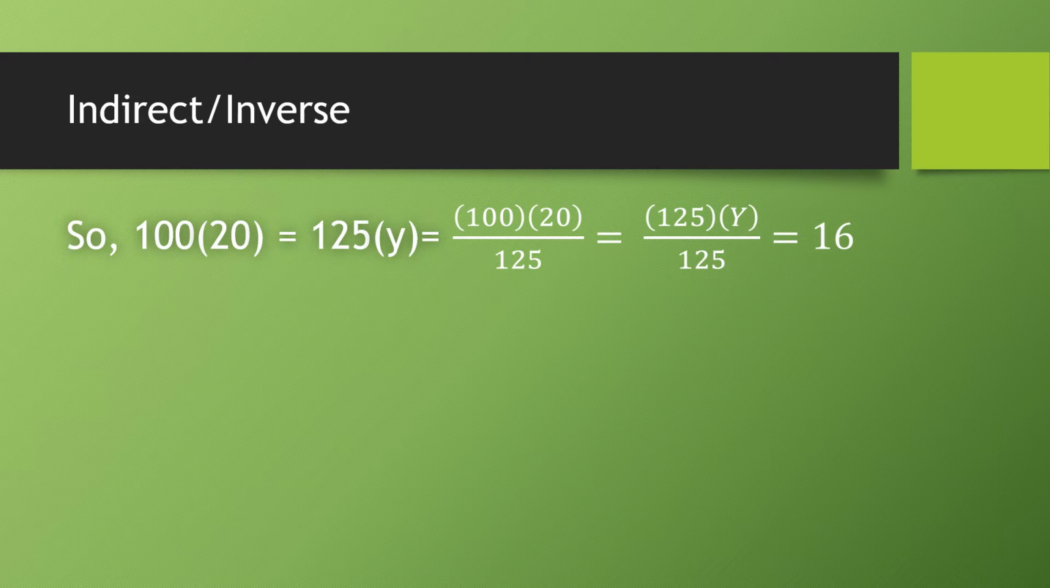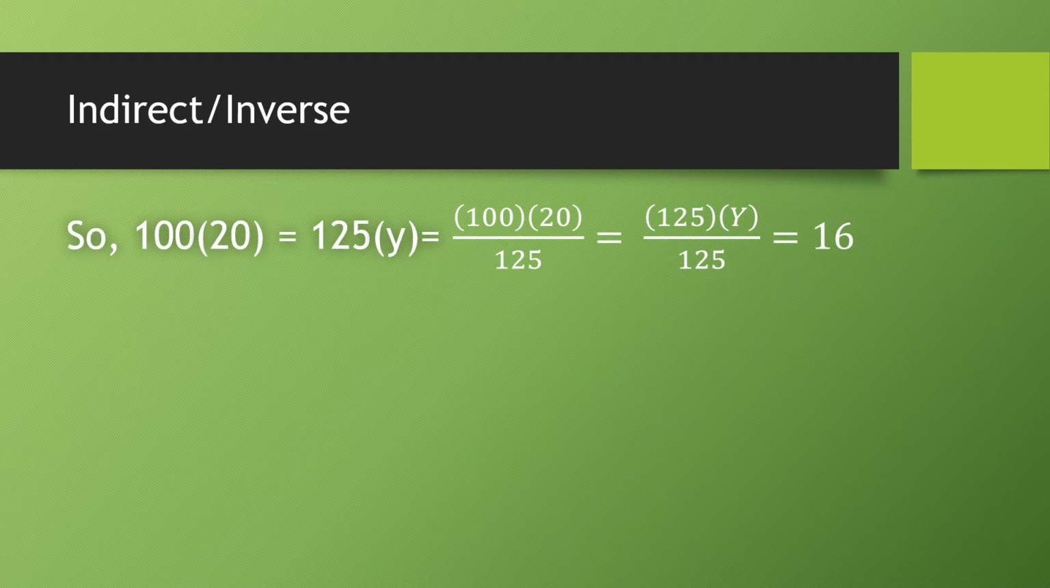So, let's try this. On the value of x, we have 100 and 20. And on the value of y, we have 125 and y. Okay, now, para matanggal natin yung figures at matira lang ay si y, kailangan nating i-divide siya by 125. So, on the right side, we will cancel 125 and 125, so that matira na lang si y. Sa kabila naman, the product of 100 and 20 divided by 125, the answer is 16.